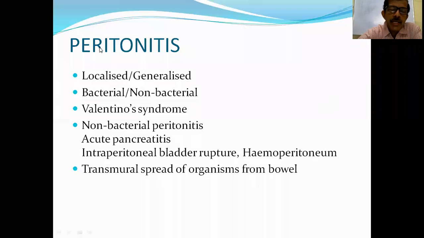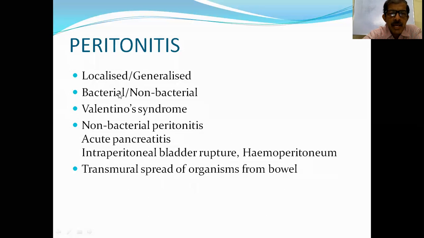Coming to peritonitis, what are the varieties? It may be either localized or generalized. Let us say there is appendicitis. Usually it is limited to that area. Similarly, cholecystitis is limited to that area, unless they get perforated. Whereas generalized is commonly seen in perforation of duodenal ulcer, like that. Similarly, pancreatitis.